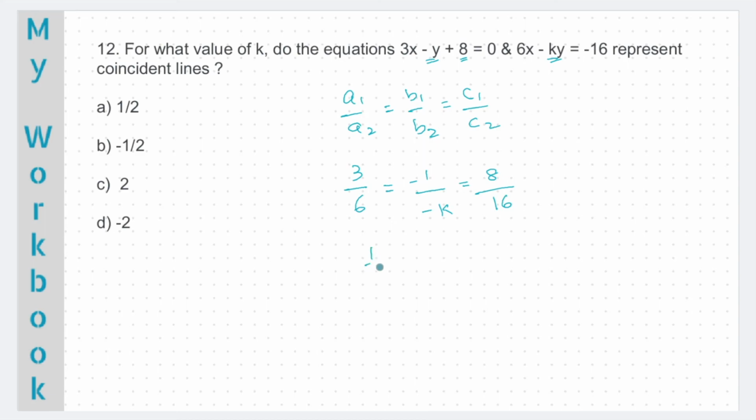So 3 by 6 reduces to 1 by 2. Both the negatives can be cancelled out, which is again 8 by 16, which is 1 by 2. So seeing this, you can conclude that k is equal to 2. So option C, k is equal to 2, is the right answer.